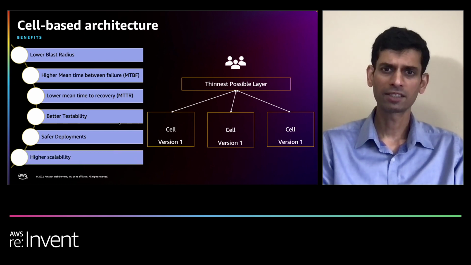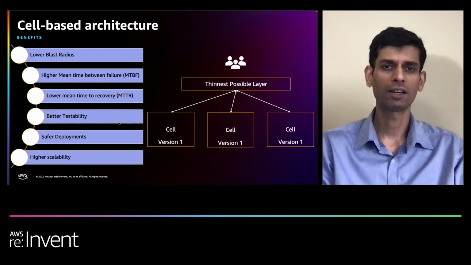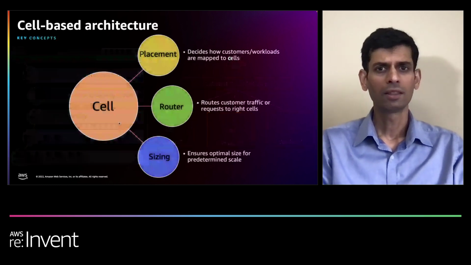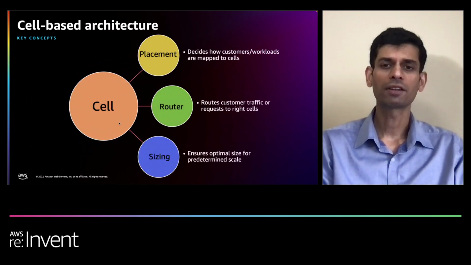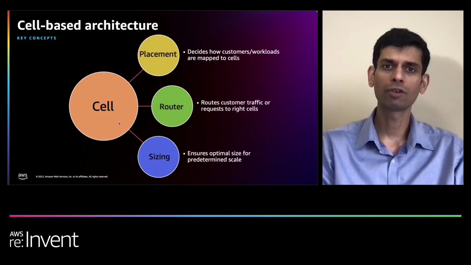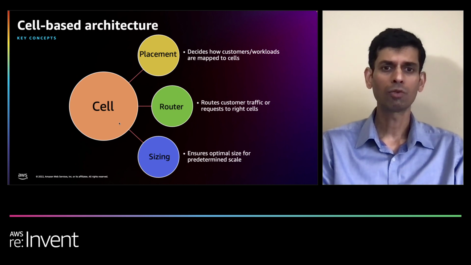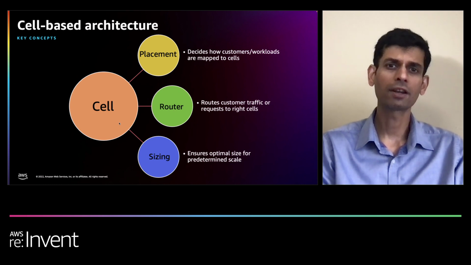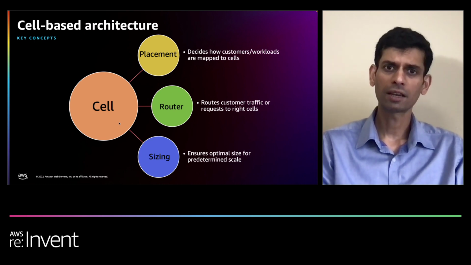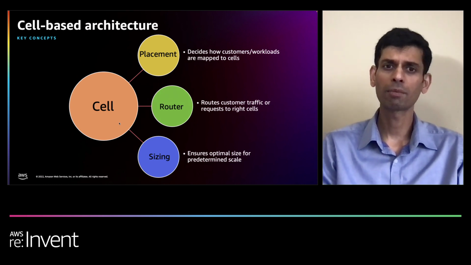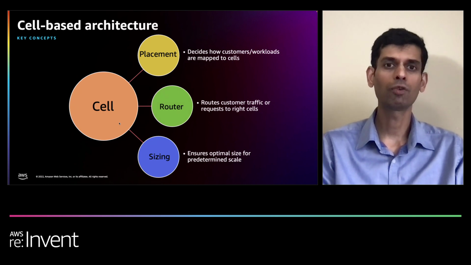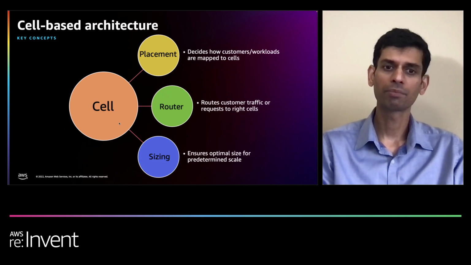And finally, as a side effect, it allows for a scale out rather than a scale up and provides for higher scalability. Now let's look at some of the concepts of this architecture. One is, of course, the placement strategy, which decides how customers or workloads are mapped to cells. Router is the component which handles the customer traffic or request and directs it to the right cell. And then this architecture benefits from maintaining a maximum size of a cell, and you want to decide on the cell size based on predetermined scale of traffic.